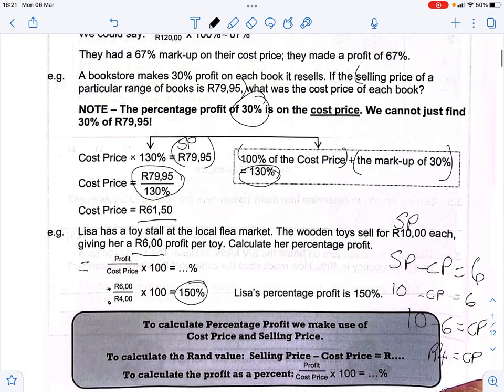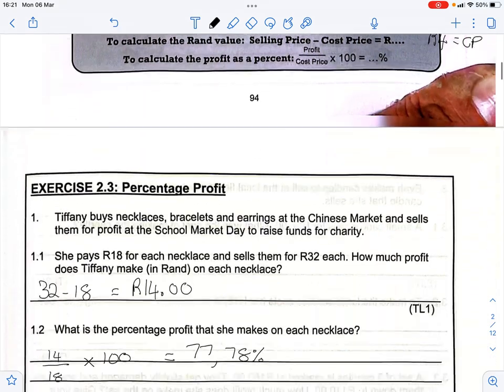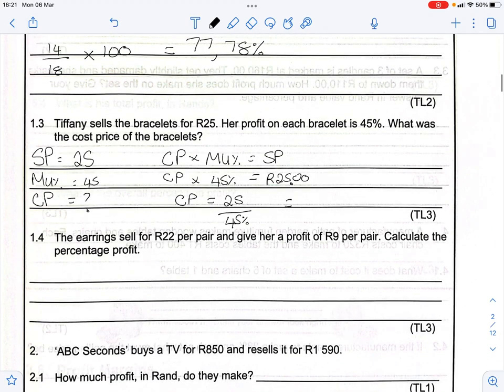Sorry, my apologies. I think I've excluded your markup percentage, obviously your cost price times 145%. Remember, we want 145% of the cost price is equal to the selling price. So we take 25 and divide it by 125%, which should give you a cost price of 20 Rand.